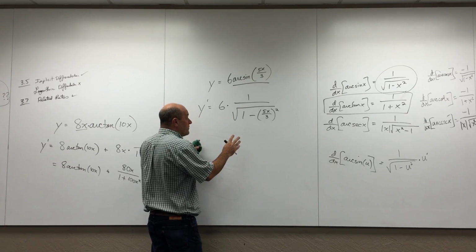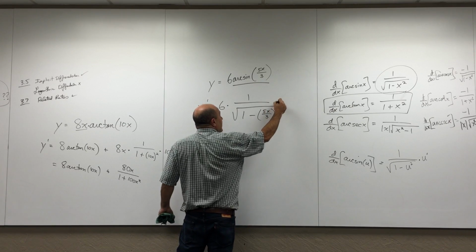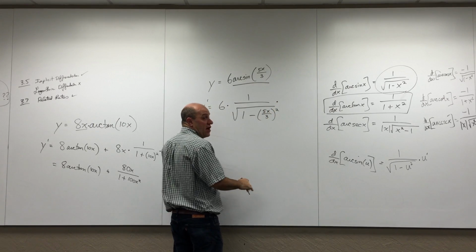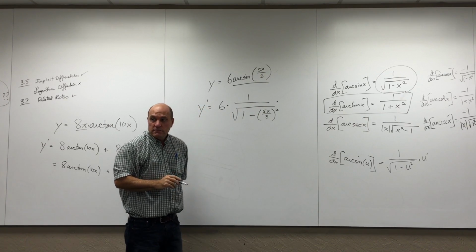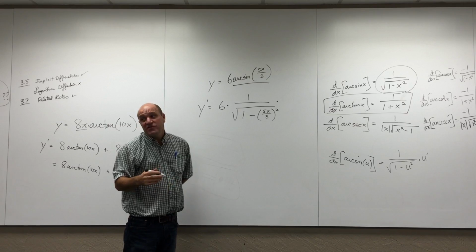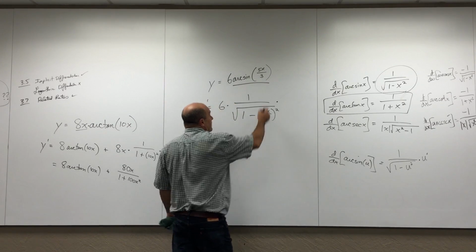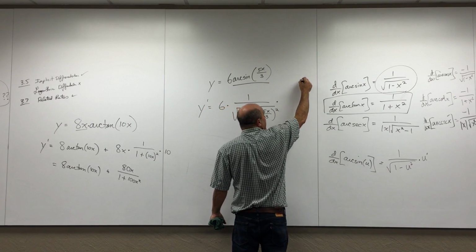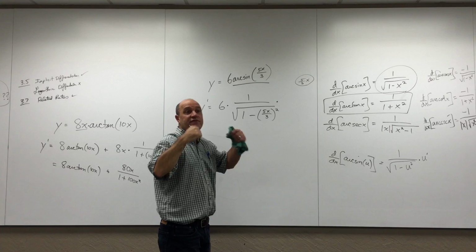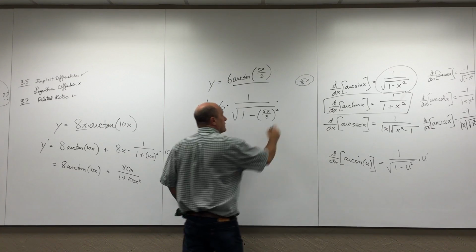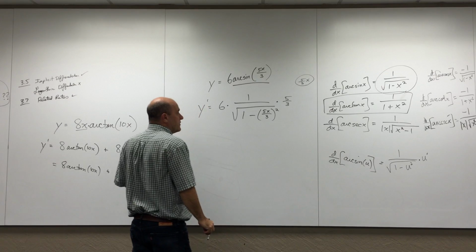Oh, wait, am I done? No, I've got to do times 5 thirds. I've got to do the chain rule, which says do the derivative of the little 5x over 3. That's real simple, although I've seen students do funny things. The derivative of 5x over 3, you should think of it as 5/3 x. What's the derivative of 5/3 x? 5/3. Is that okay with you?